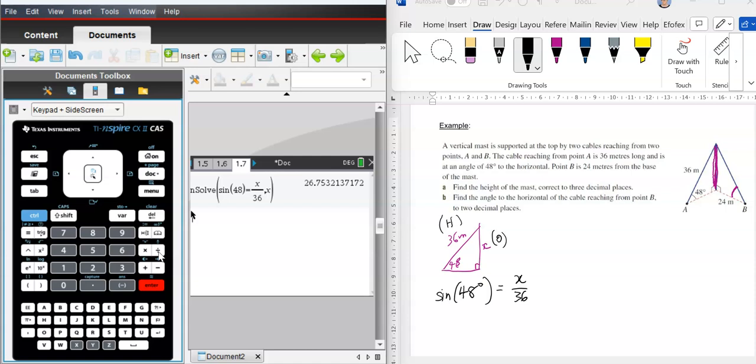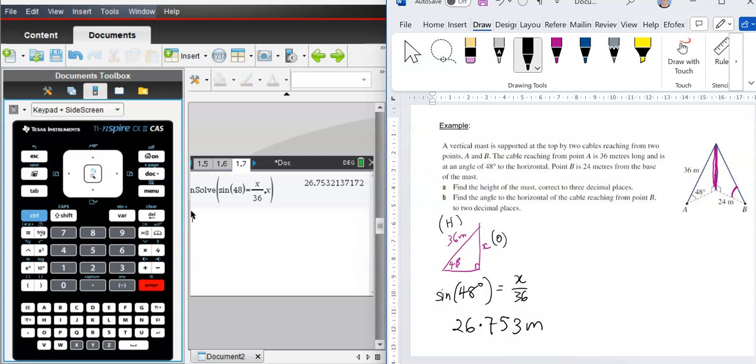So on our calculator there we can see that the height of that pole or the mast is 26.753 meters, correct to 3 decimal places.